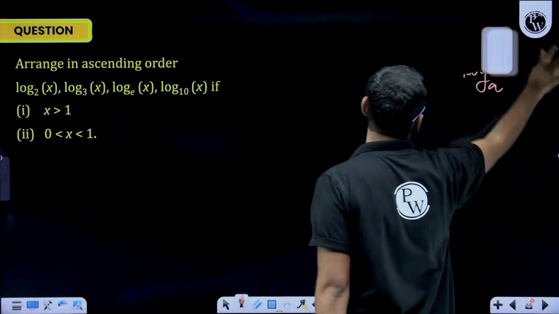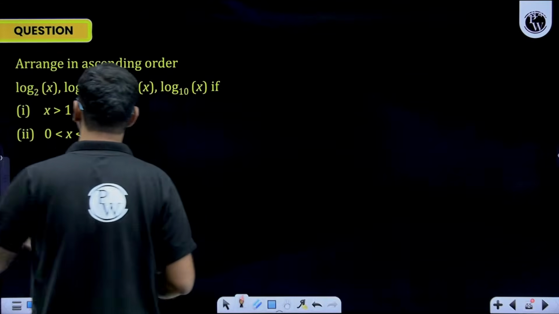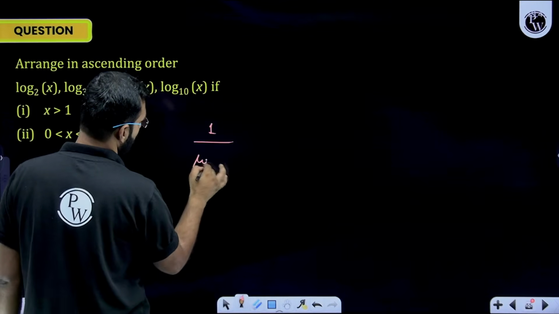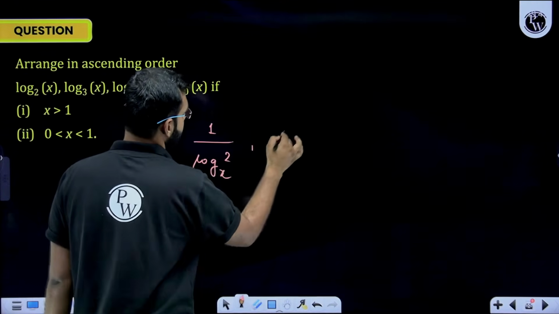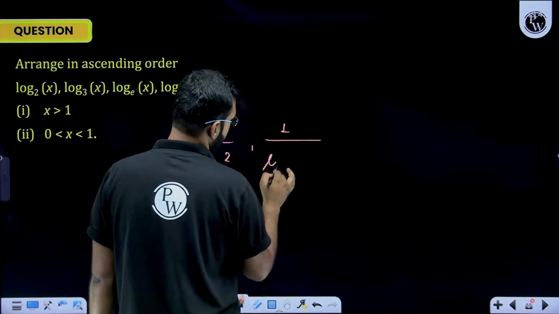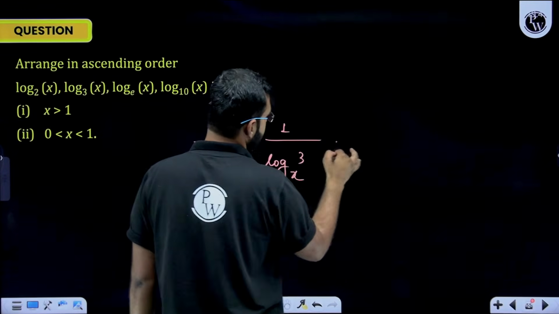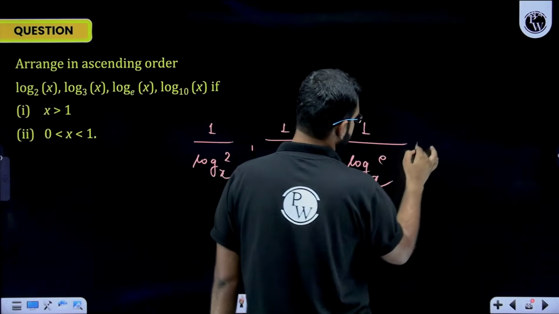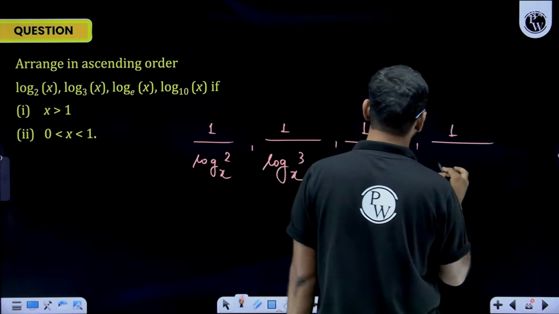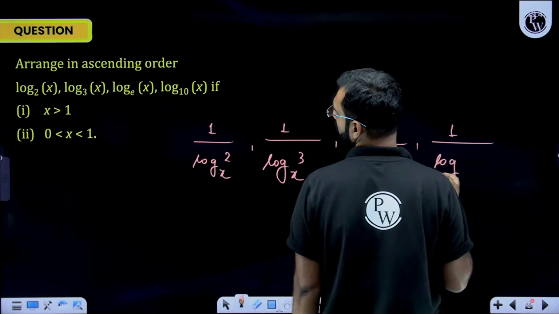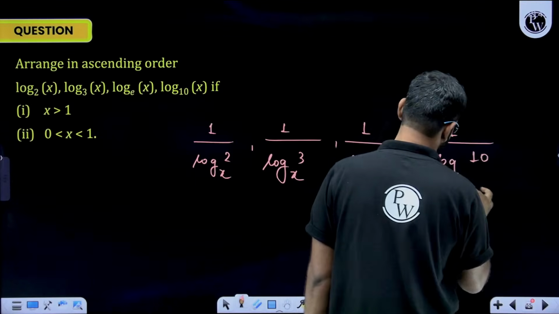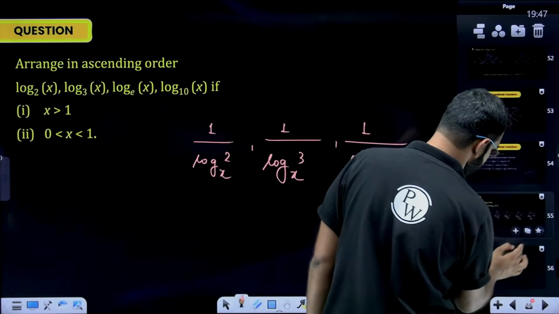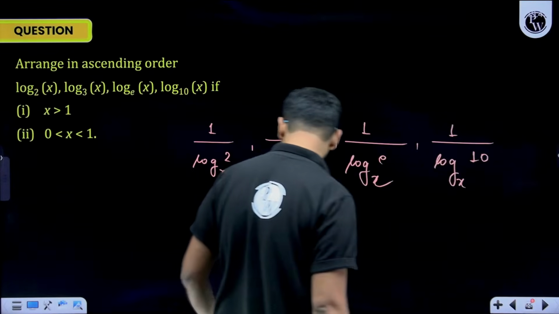So here, if I wish to change this question a little, can I write log x base 2 as 1 by log 2 base x, this as 1 by log 3 base x, this as 1 by log e base x, and this as 1 by log 10 base x? Give me a quick update on this. Are you all there with me? I hope there is no confusion on whatever I've said so far.